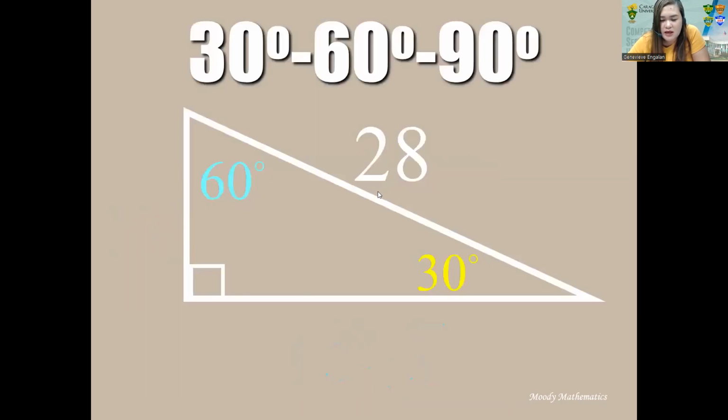If the hypotenuse is 28, what is the shorter leg? 14. The longer leg will be 14 square root of 3. Another. If the shorter leg is 8, what is the hypotenuse? 16. Okay, the longer leg will be 8 square root of 3.